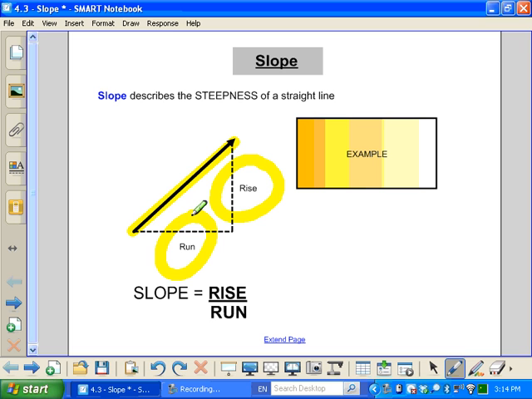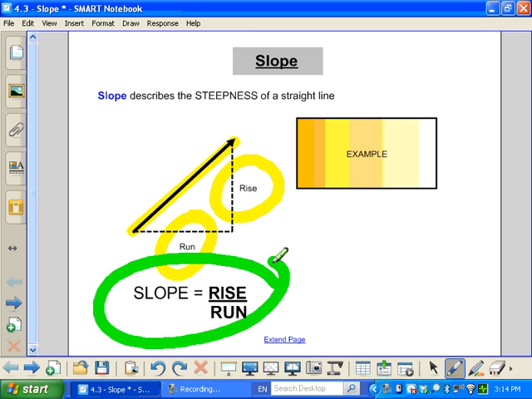Mathematically, we can explain slope by looking at rise and run and dividing. That gives us a fraction or a decimal in some cases, a whole number in some cases, a positive number or a negative number in some cases. But the real key element here is that we mathematicians like to talk about slope in terms of rise over run, or rise divided by run.